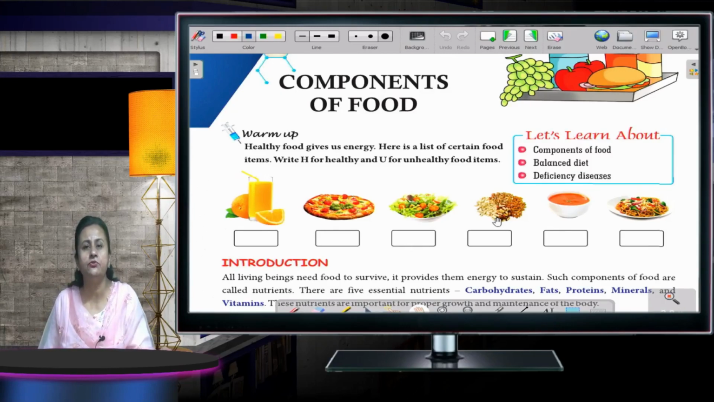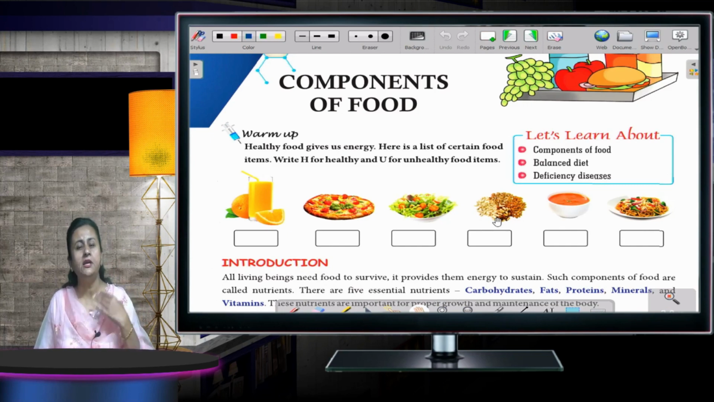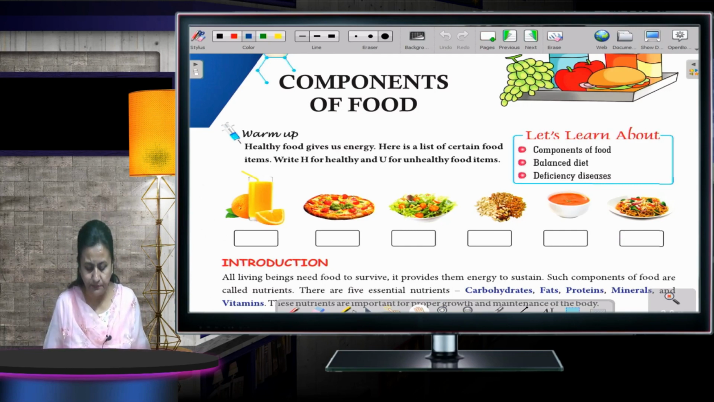As you can see on your screen, the topic which I am going to deal with is components of food. Okay, children, what is food? Food is khana, and all the living organisms, be it me, be it you, be it animals, even the plants, everyone needs food to carry out the day-to-day activity. Food gives us energy through which we can do what all activity we are supposed to do. Okay, so let's start the chapter now.